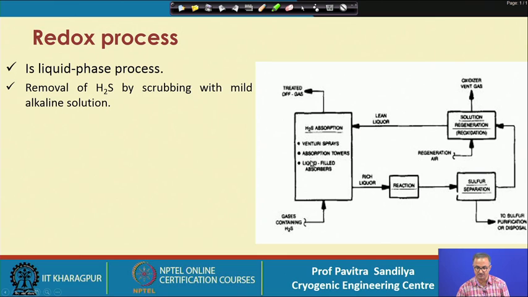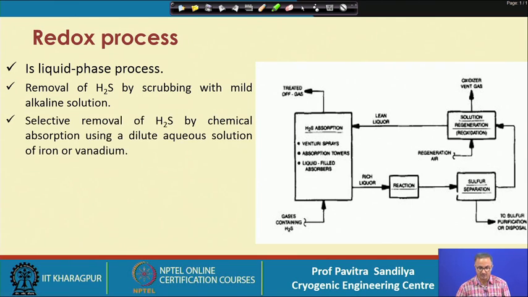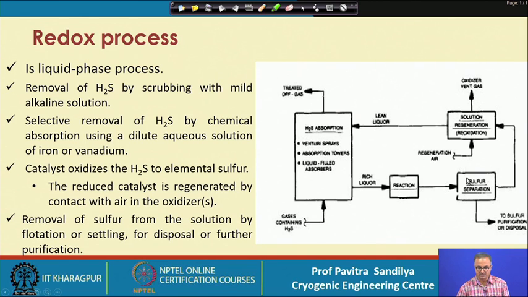So, that is why we are using Venturi sprays, and then this is absorbing, absorption is going on in this, and then this H2S is removed selectively by some chemical absorption using a dilute aqueous solution of iron or vanadium. So, in this we are reacting this H2S with the iron or vanadium aqueous solution, and then we go for the sulfur recovery, and the catalyst oxidizes the H2S to elemental sulfur. The reduced catalyst is regenerated by contacting with the air in the oxidizer.